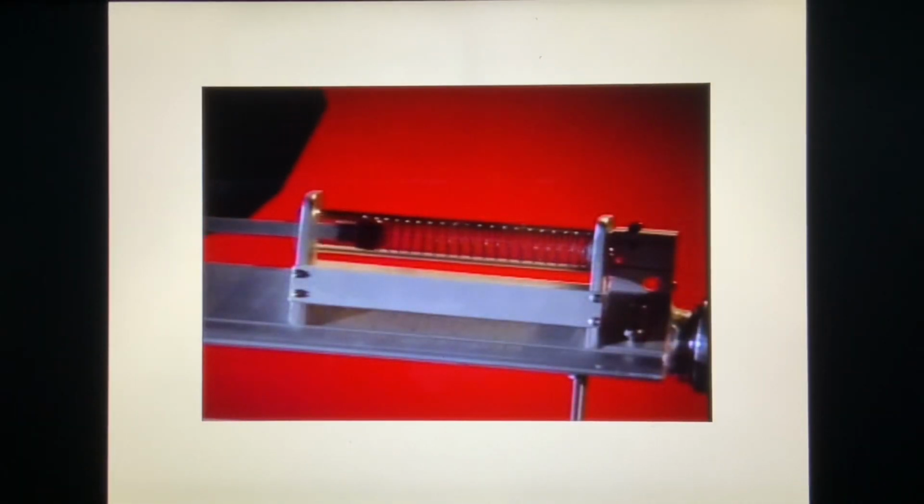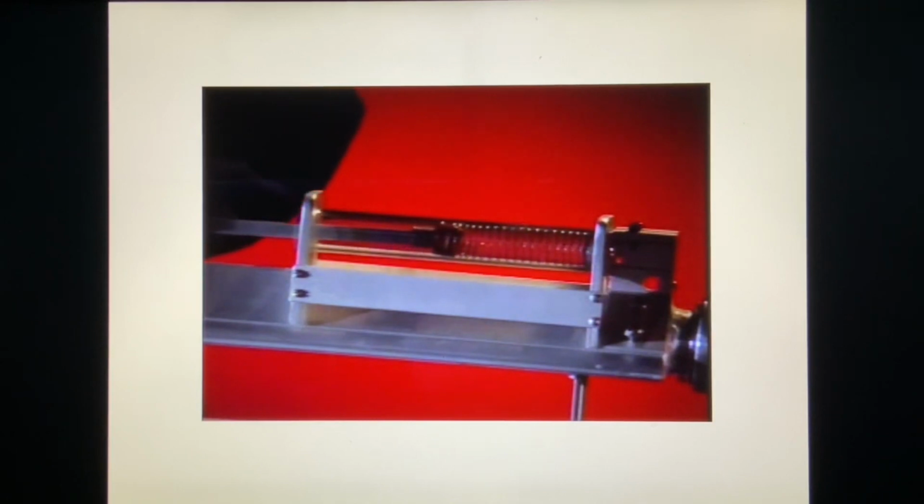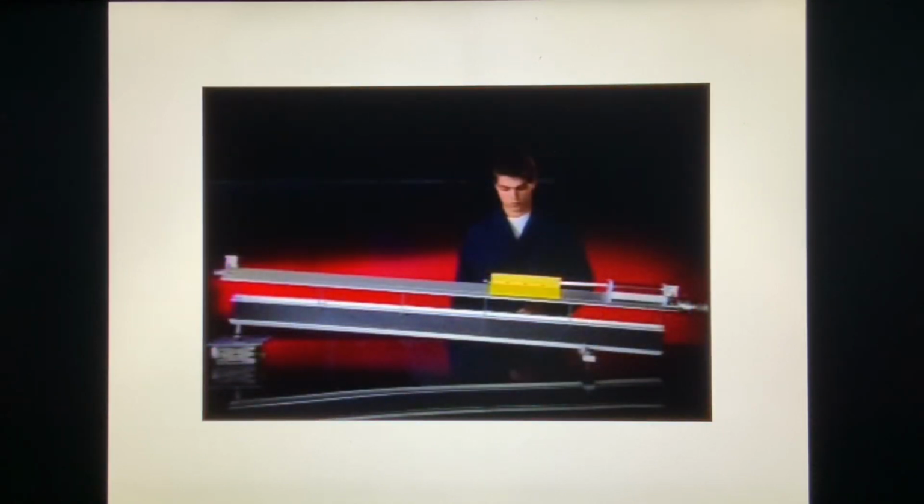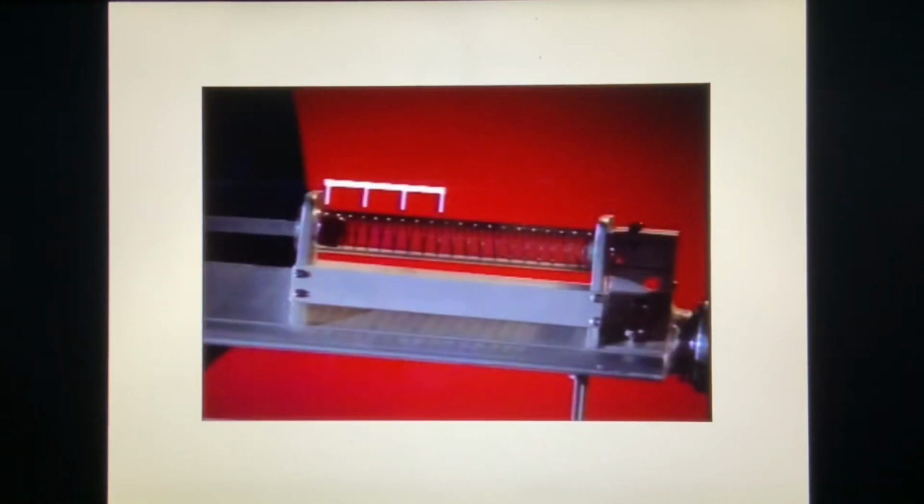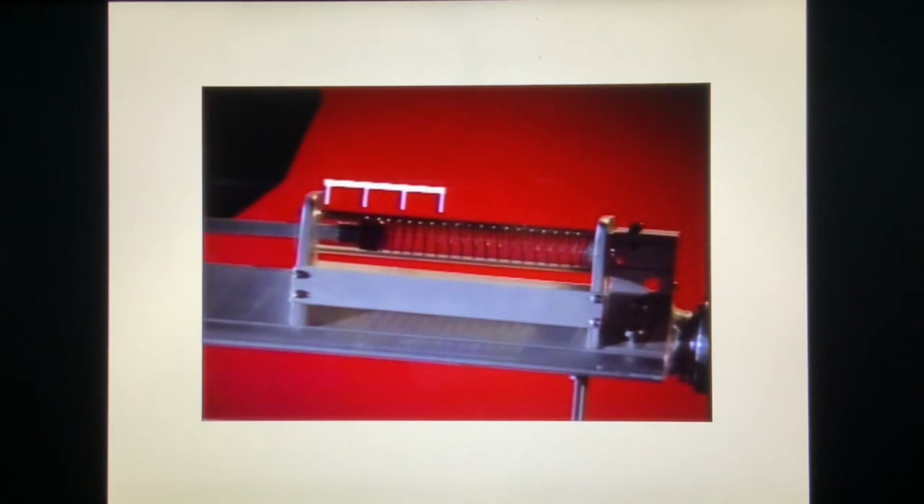Energy can be stored in many ways. Compressing a spring, for example. We'll use this glider floating on an air cushion to show just how much energy is stored in a spring for a given amount of compression. This arm attached to the glider will compress the spring contained inside this glass tube.